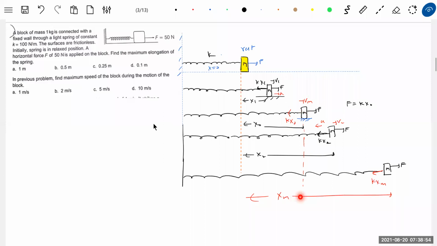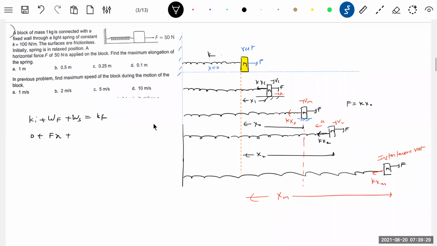Okay, how to calculate first this maximum elongation? What is the state at this point? It will be instantaneous rest. Normal contact and weight are perpendicular to displacement. What are the forces doing work? Applied force and spring force. So let's apply the work energy theorem. Initial kinetic energy plus work done by applied force plus work done by spring equals final kinetic energy. Initial kinetic energy is 0. Work done by applied force is F into x.